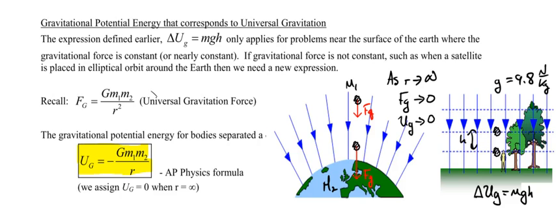And this formula can be found on your AP Physics formula sheet. The value for G, by the way, is the universal gravitational constant, which is equal to 6.67 times 10 to the power negative 11 newton meter squared over kilogram squared.